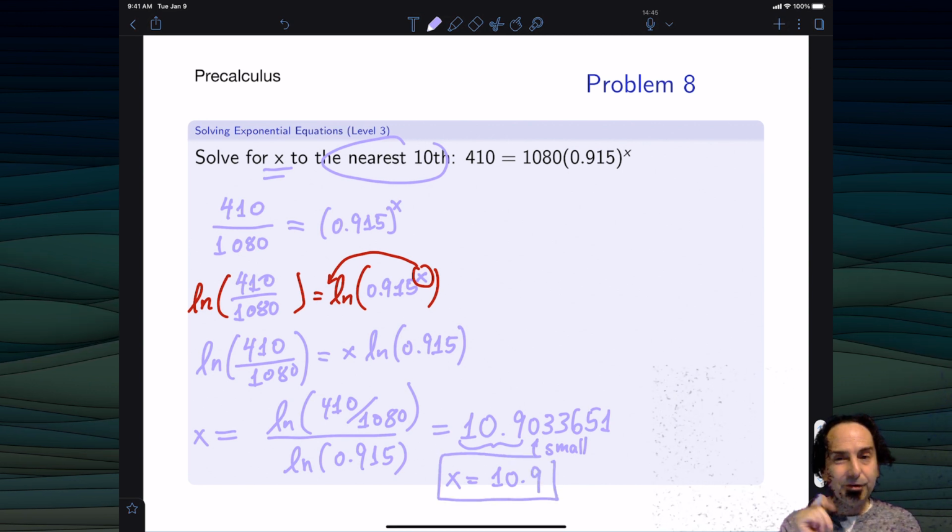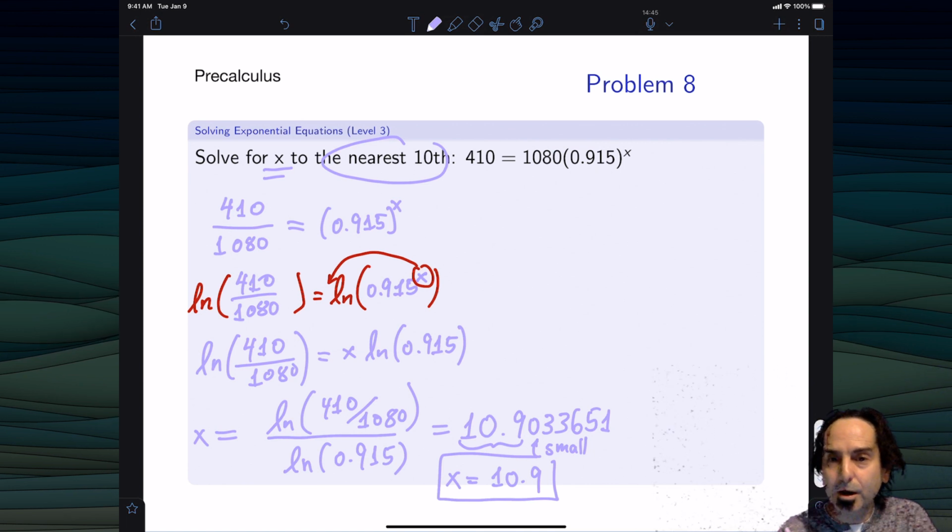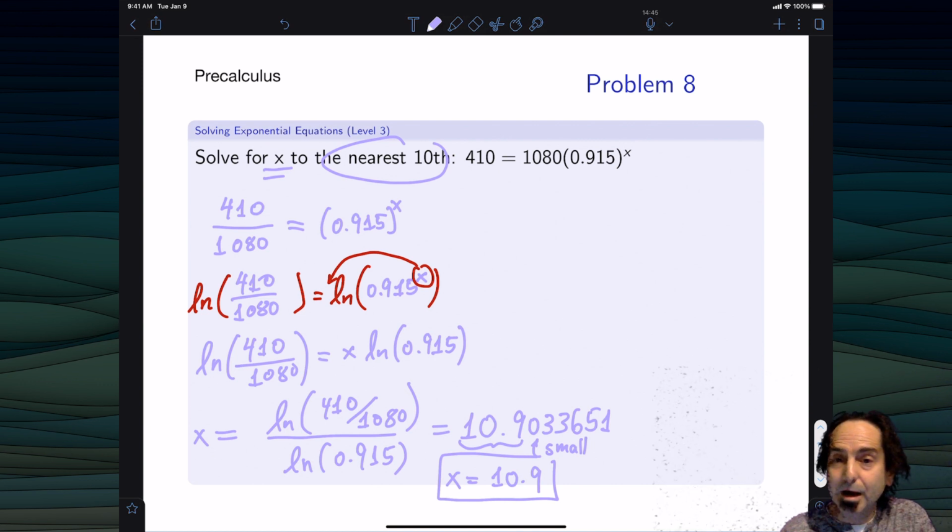And on we go. Actually, do you want to see this? Let me show you why that rule is true. And I'm going to do it just with the common log.